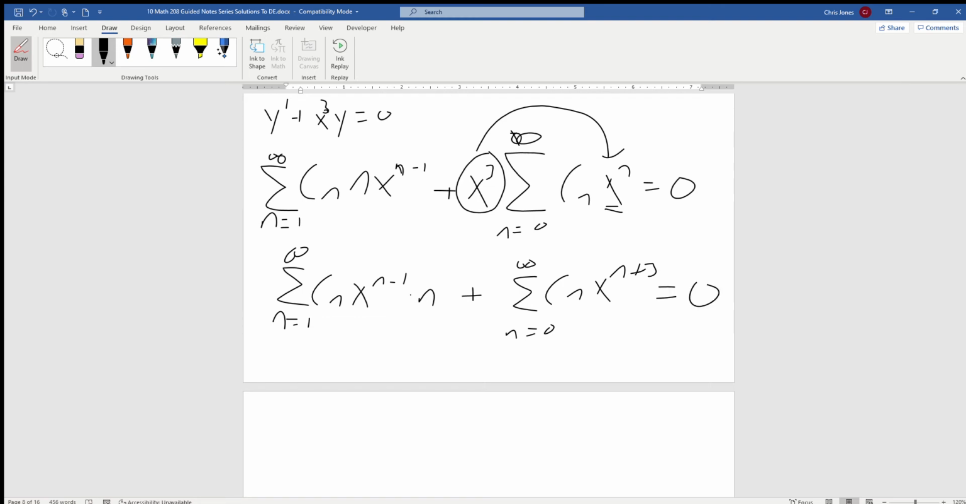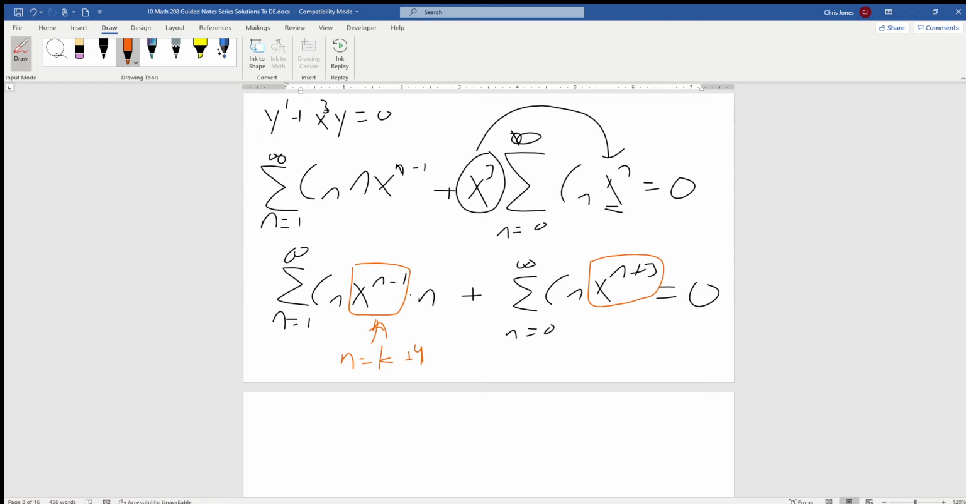And you might remember in the previous video, one of our goals is to make the powers of x the same so we can factor those out. And to do that, we're going to use a change of variable. Now, I always pick on the smaller one. All right, so x to the n minus 1 is smaller. So let's let n equal k plus 4.